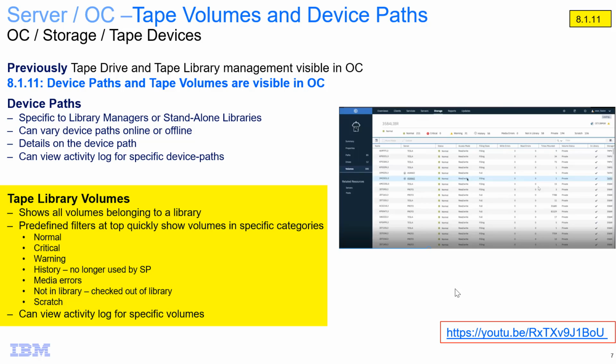We also have a media error view, which will show tapes that have media errors being reported against them. A not in library view, which shows all the volumes that have been checked out of a library. And a scratch view, which will show you the volumes that are in scratch. You can also view the activity log for specific volumes, so as you drill down on that volume, you can see the history of how it was used or if it was taken off-site or whatever else. Do check out the YouTube I have showing a demo of that new feature.